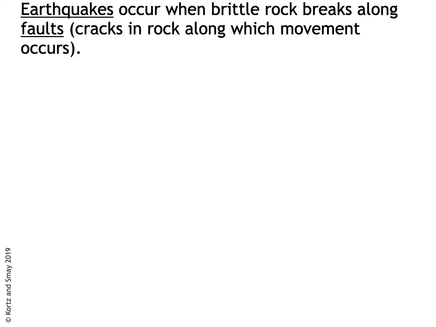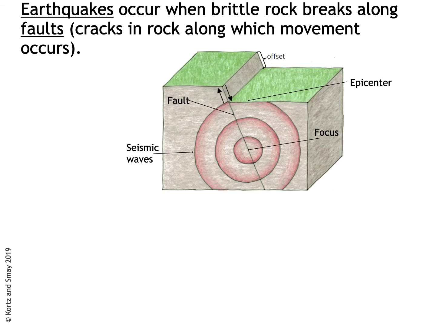So we've mentioned this relationship between earthquakes and faults. I want to remind you that earthquakes occur when brittle rock, so that has to be maybe a particular layer you're thinking of, breaks along faults. And faults are cracks in rocks along which movement occurs.